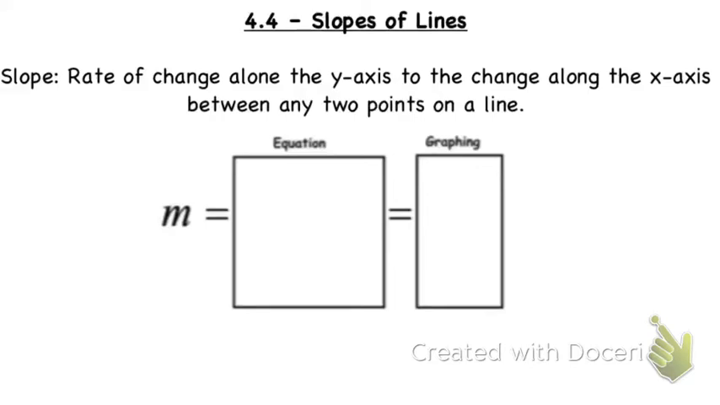Students will be able to interpret and solve for slope and use it to write equations. Section 4.4. Slope is the rate of change along the y-axis to the change along the x-axis between any two points in a line. The equation for slope is m is equal to y2 minus y1 over x2 minus x1.